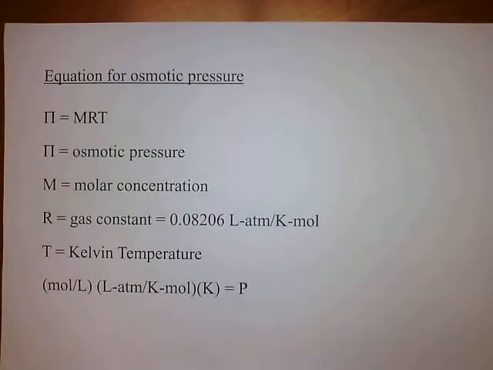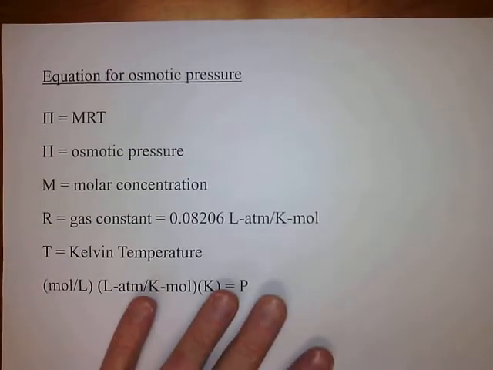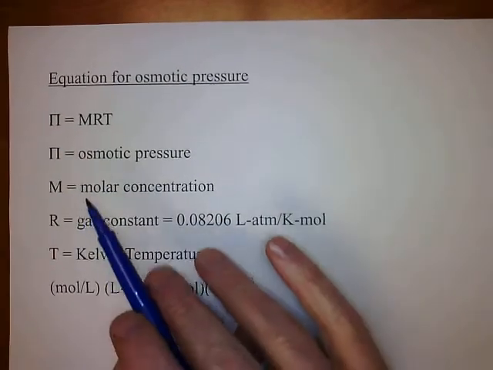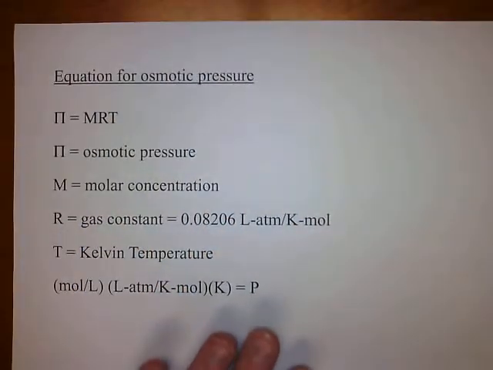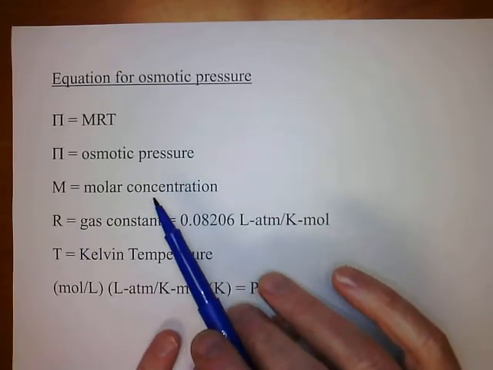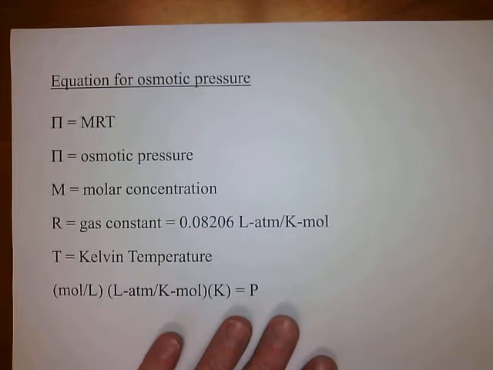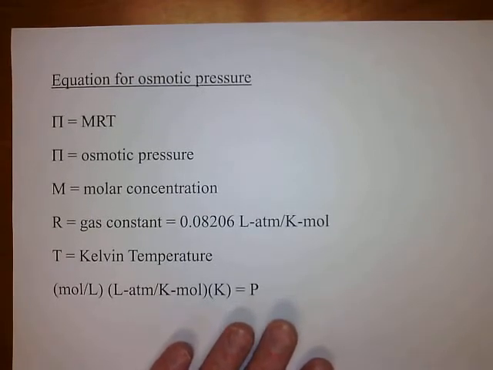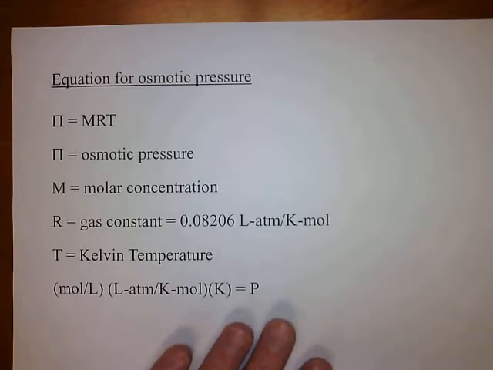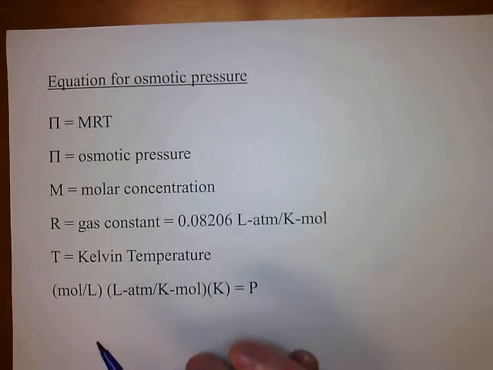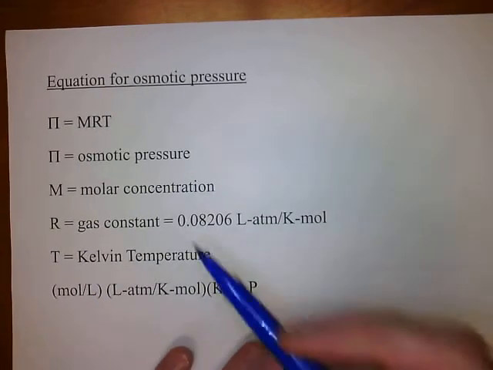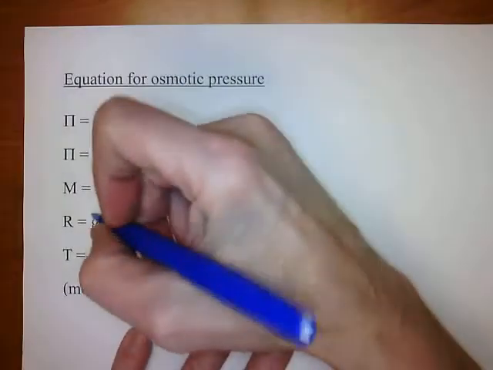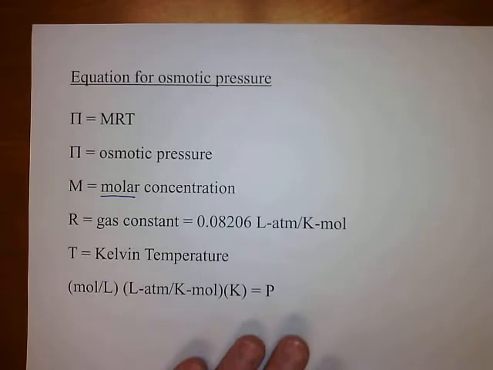Okay, so our equation for osmotic pressure is pi, uppercase pi, is equal to MRT, where pi is the osmotic pressure and M is the molar concentration and R is the gas constant, 0.08206 liter atmospheres per Kelvin mole, and T is the Kelvin temperature. Okay. Now note, this is the only colligative property where we use molar concentration and not molal concentration.